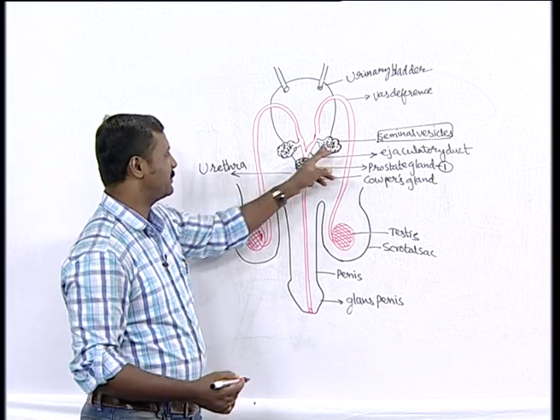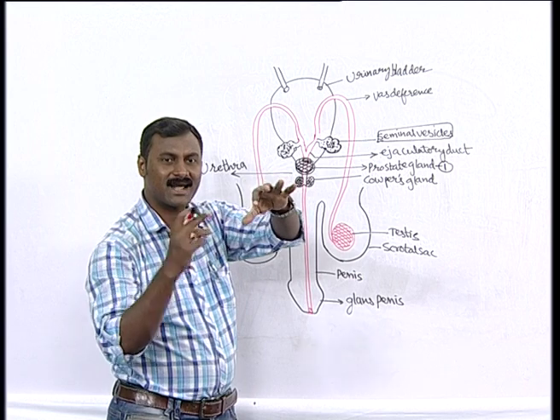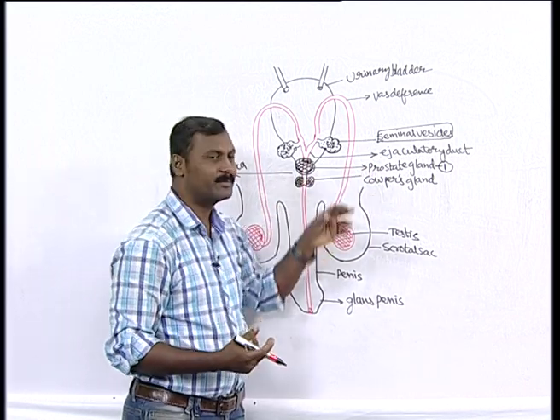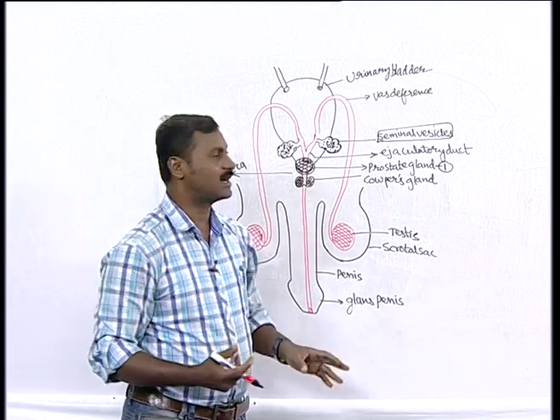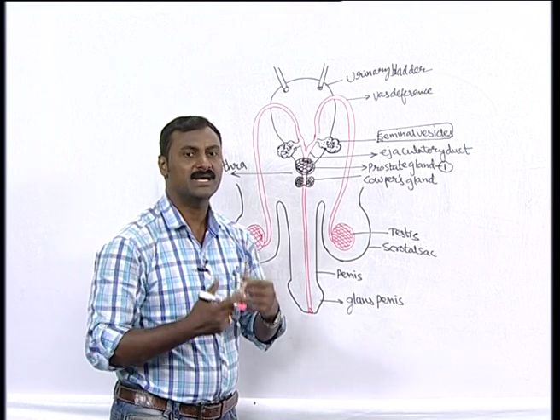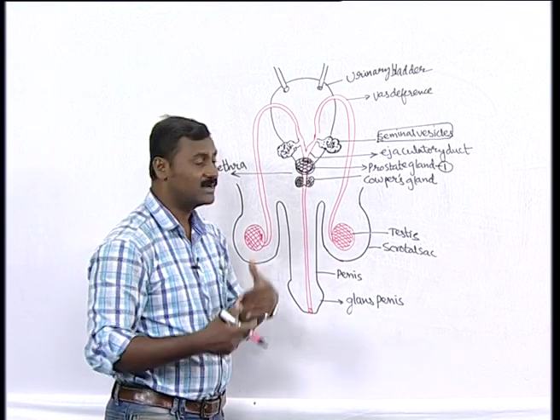Here you see a pair of seminal vesicles you observed before. Now you are observing a prostate gland, which is like a band around the urethra. It is very important because it secretes 30% of the semen, which provides nourishment to the sperms and activation of the sperms.